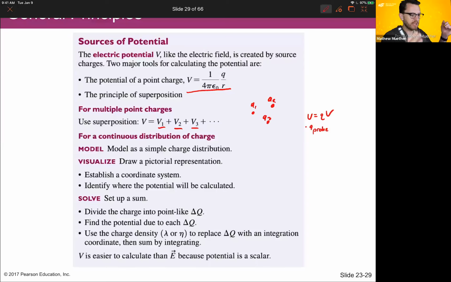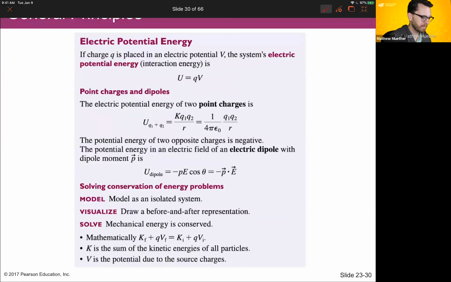If I have continuous charge distributions and I want to calculate the electric potential at points in space around those continuous charge distributions, I can just break them up into tiny pieces that are essentially point charges, and then use my superposition principle to sum up the contributions from all those little pieces and calculate the functional form for the electric potential around those objects. Okay. All right, I think we've talked about all that.